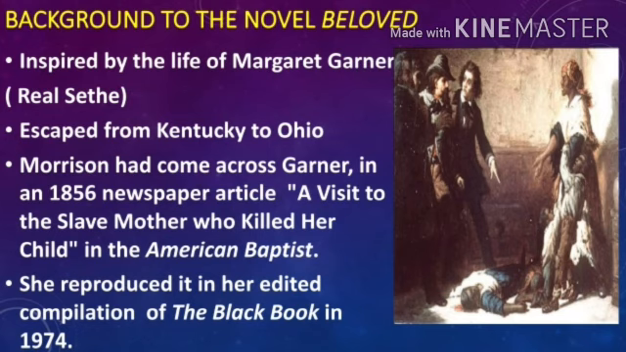Background to the novel Beloved. The novel is inspired by the life of Margaret Garner, an African American who escaped slavery in Kentucky by crossing the river to Ohio, a free state. Morrison came to know about Garner in an 1856 article, A Visit to the Slave Mother Who Killed Her Child, published in the newspaper American Baptist. Morrison reproduced it in her edited compilation, The Black Book, in 1974. Thus, Morrison based her novel on a real-life incident of an escaped slave woman who, upon recapture, killed her baby rather than allow it to be taken back into slavery.